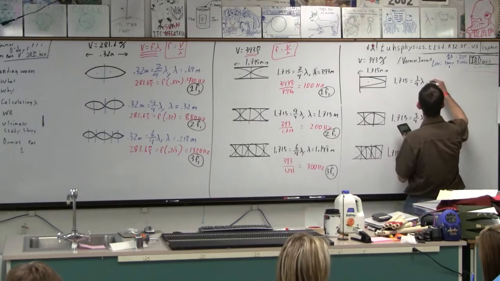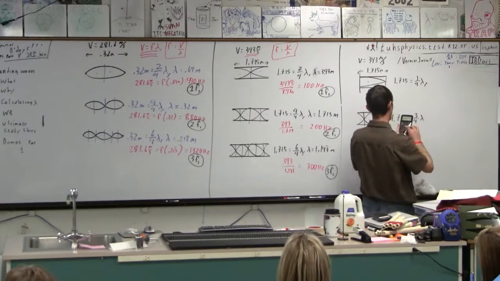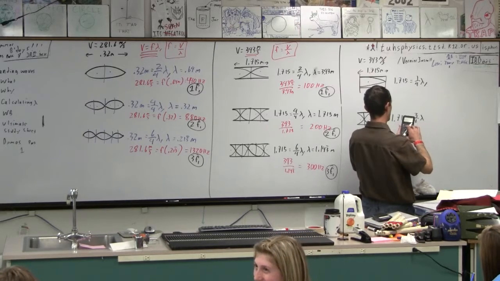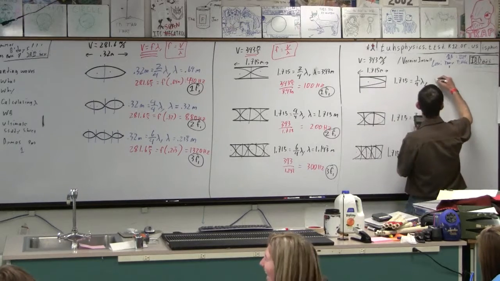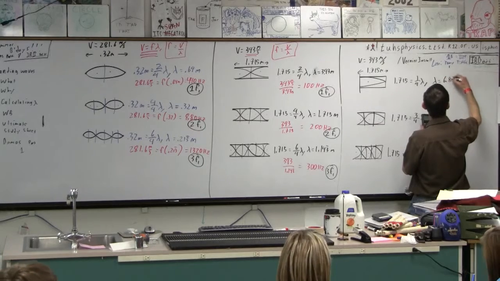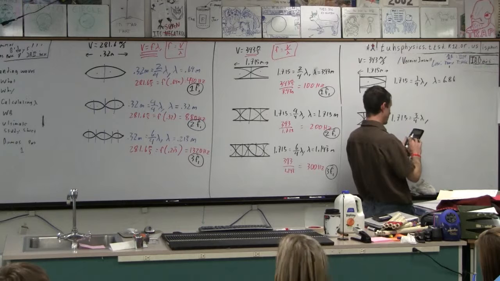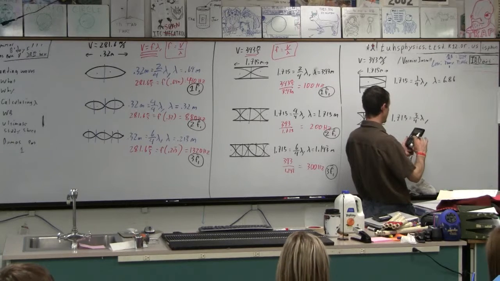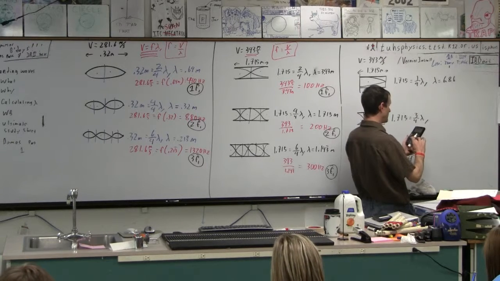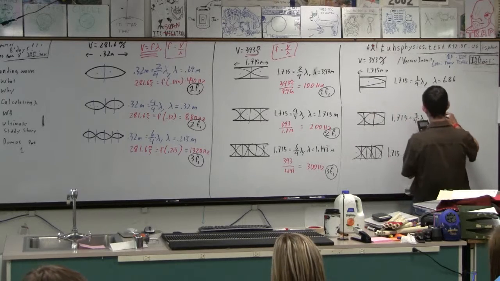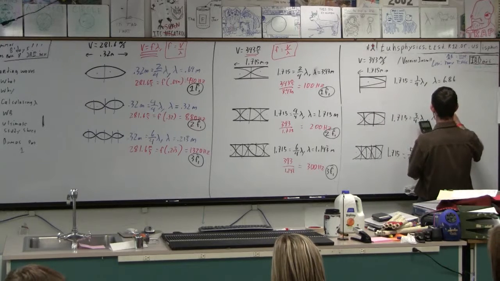All right. So 1.715 times 4, 6.86. And then this guy is 1.715 times 4 divided by 3, 2.82866666666.